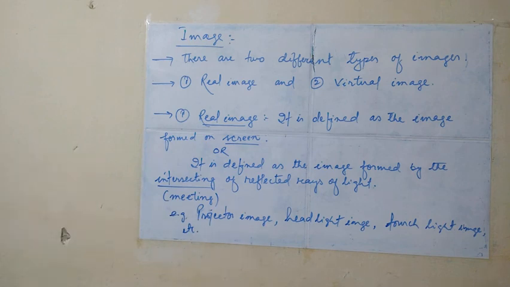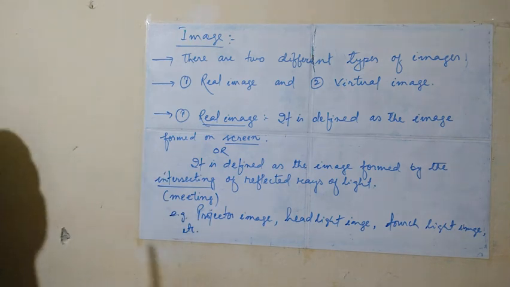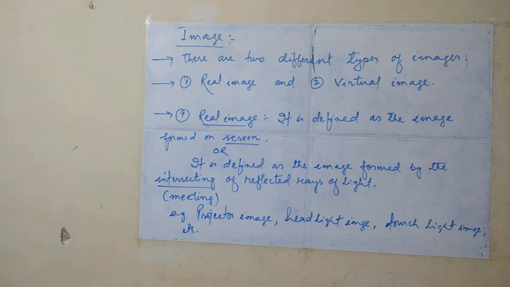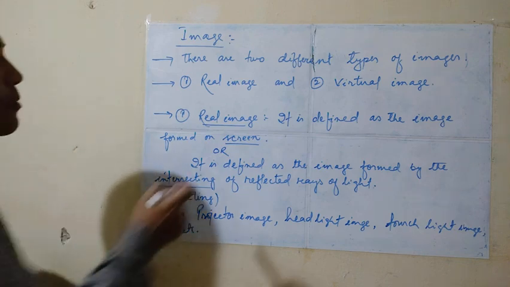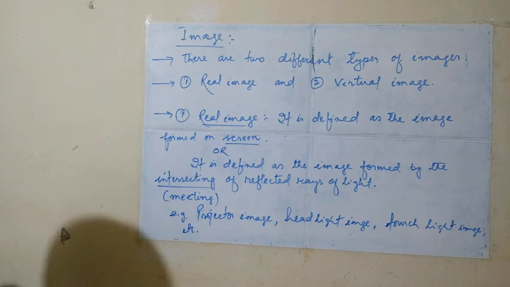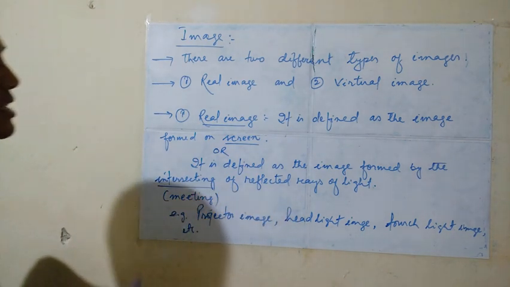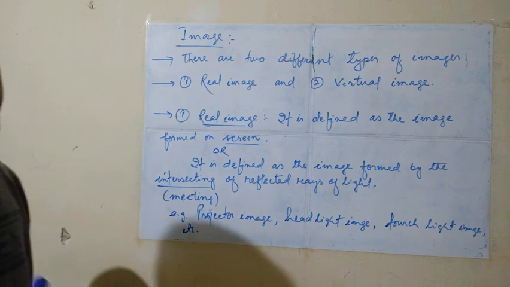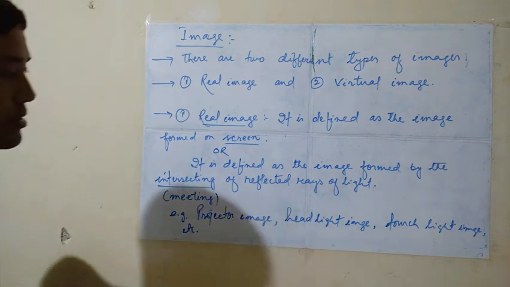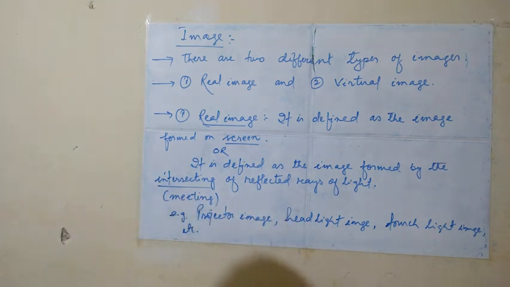Two types of the image. One is the real image and the other is the virtual image. The real image, the first definition is the image formed on the screen, which means it always forms on the screen. The second one is this type of image will form due to the intersecting of the reflected rays of light. Right. Done. Okay.